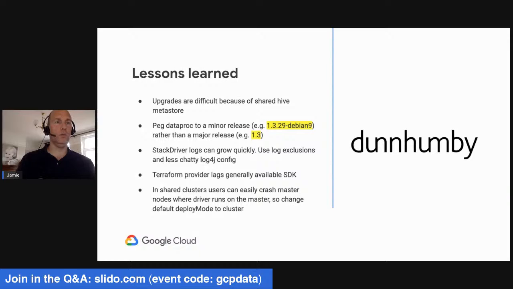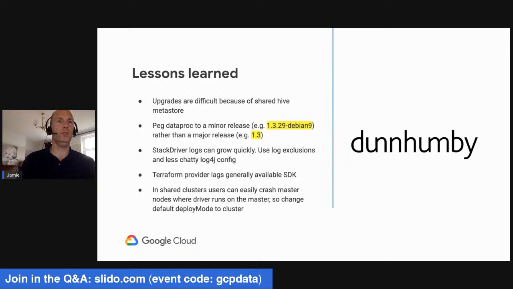Stackdriver logs. These are the logs where the output from Dataproc will end up. They can grow very quickly, so we recommend you use log exclusions and less chatty log4j config just to reduce the amount of logs that you're storing. Otherwise, they will become quite expensive quite quickly. I said we use Terraform, and we do. It's worth knowing that sometimes the provider does lag behind what the Google SDK actually offers. We have had to make upstream commits ourselves to that Terraform provider just to leverage some of the new offerings in the Cloud SDK for some things that we actually needed.